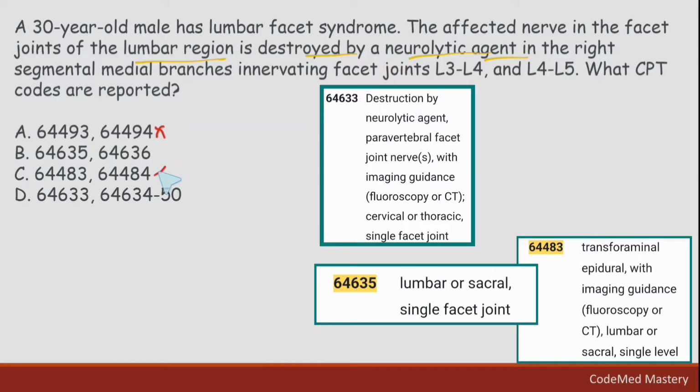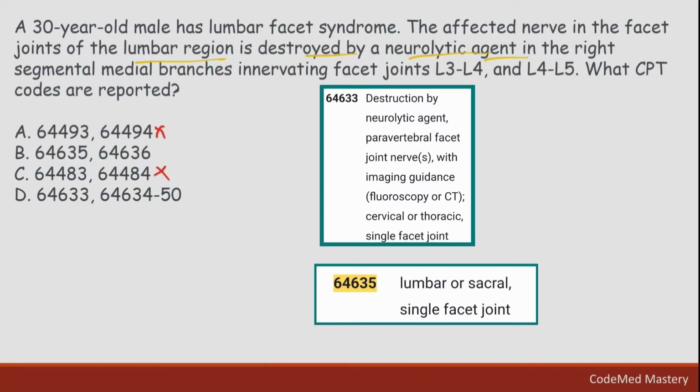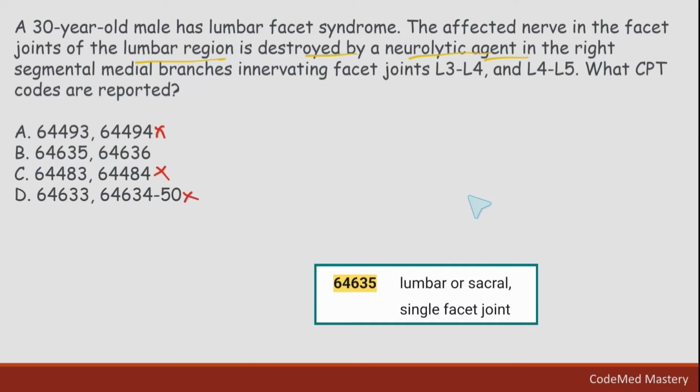Eliminate option C. We'll eliminate option D 64633 because that is for destruction by neurolytic agent, paravertebral facet joints. That is correct. But in 64633 they have mentioned cervical or thoracic. But we have to code for lumbar region. That is 64635. We are not supposed to code 64633. So eliminate option D. Option B is the right answer.